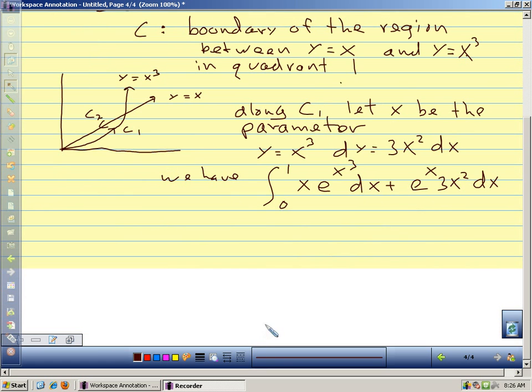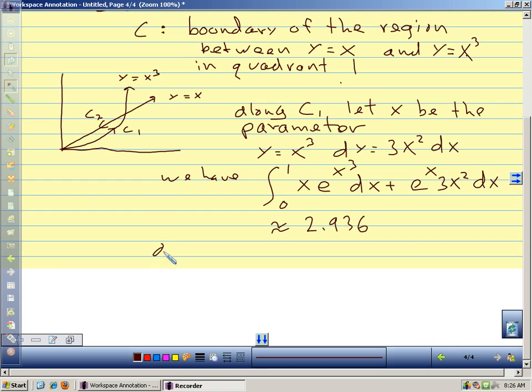This one is not necessarily an easy one to evaluate. I used my calculator, and this is approximately 2.936. So that's a line integral along C1. I parameterized C1, expressed m and n in terms of my parameter, and evaluated the integral.